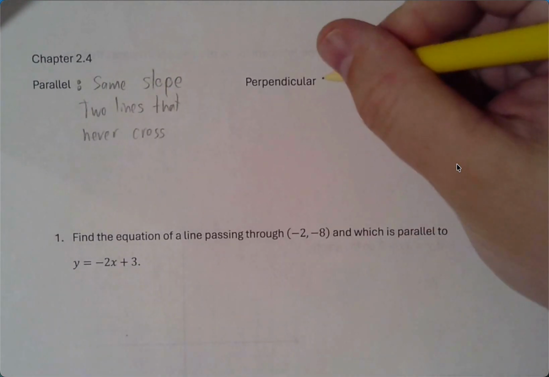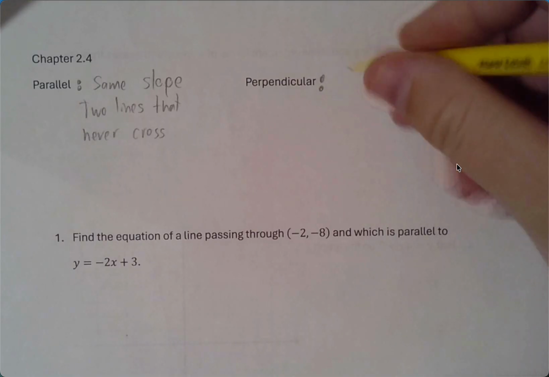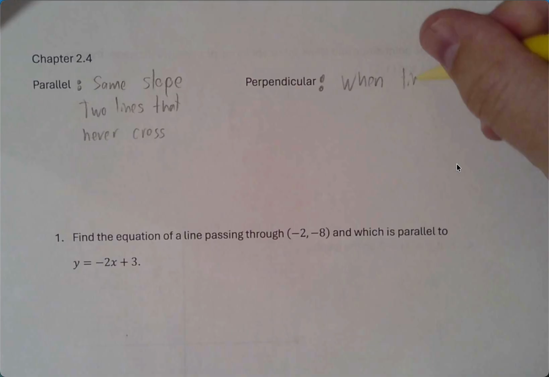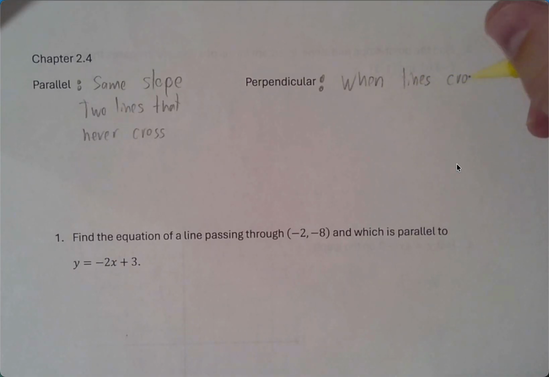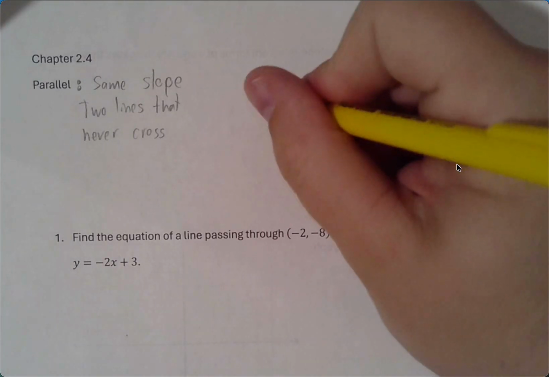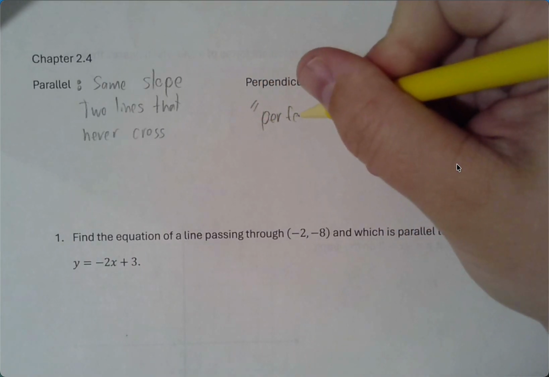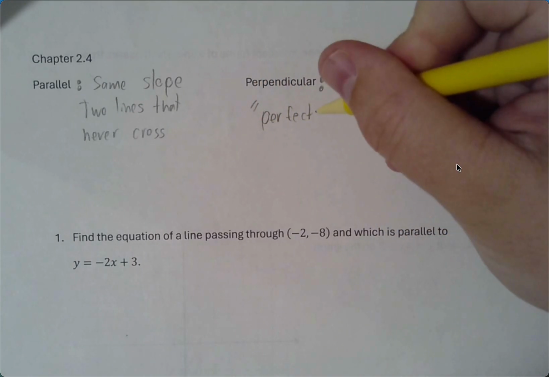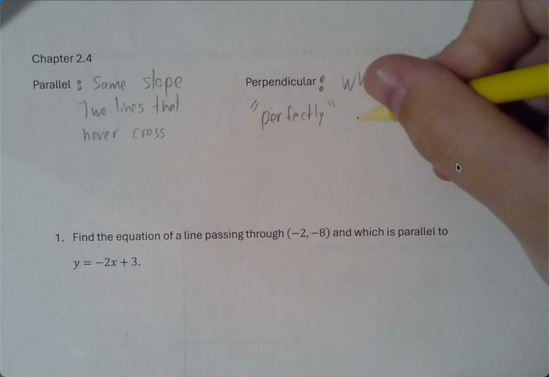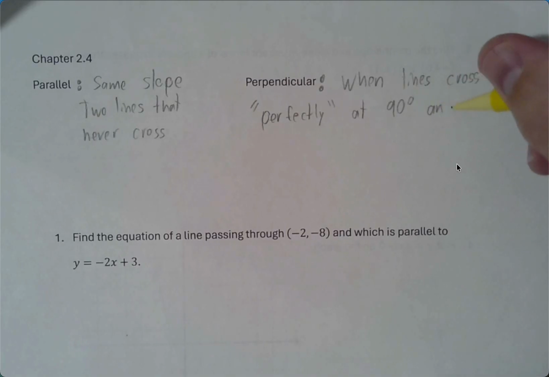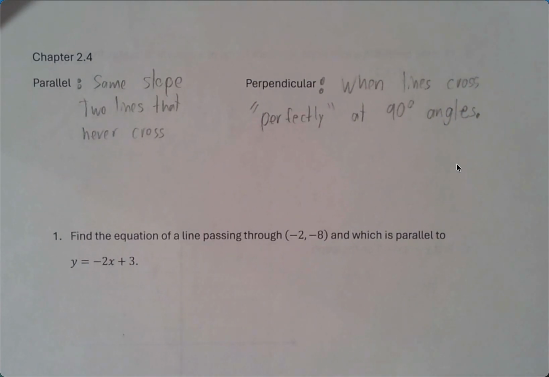Then there's perpendicular, and we'll write the definition first. When lines cross, I'm going to say informally, perfectly. But what do I mean by that? What I mean is at 90-degree angles. Or rather, when they cross, they form 90-degree angles on all sides.